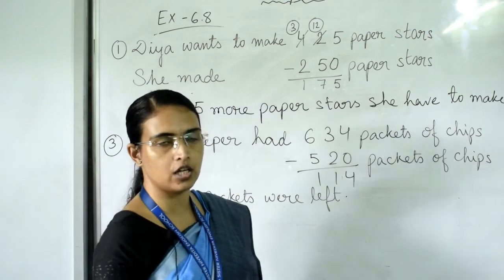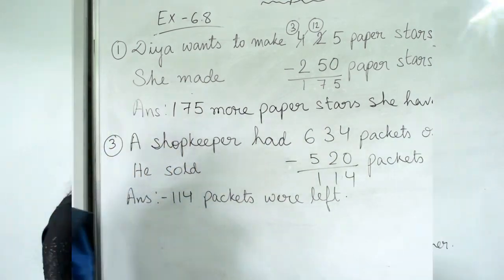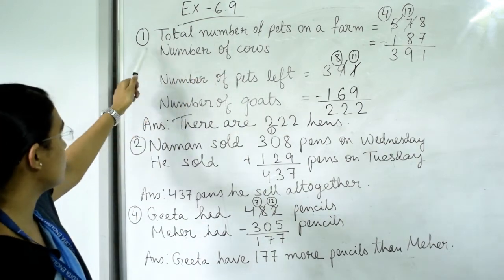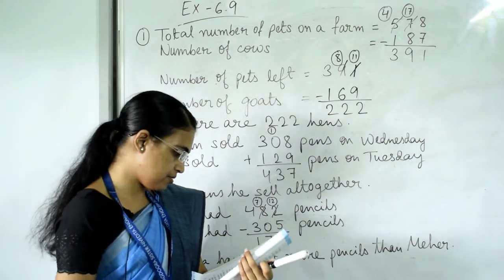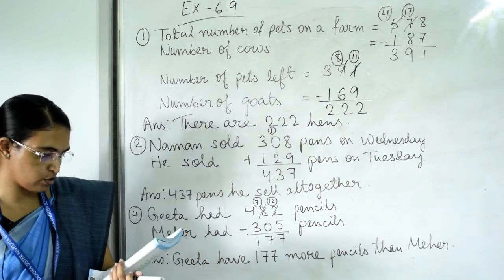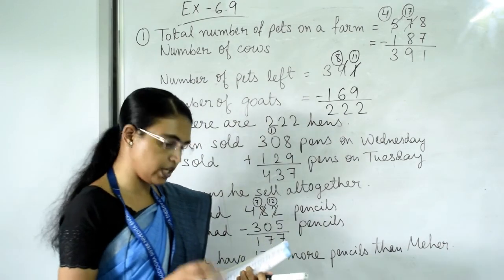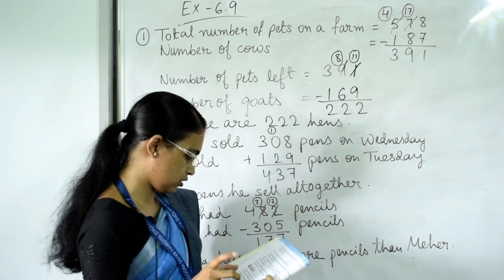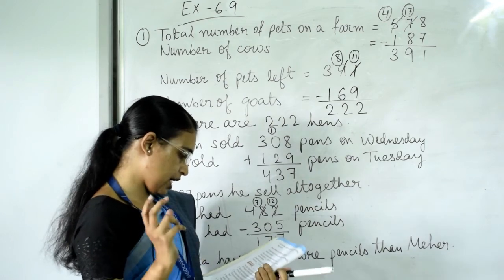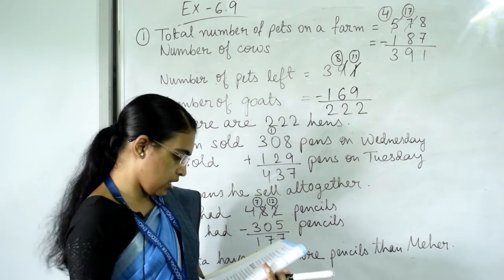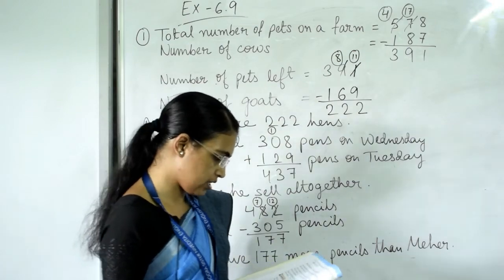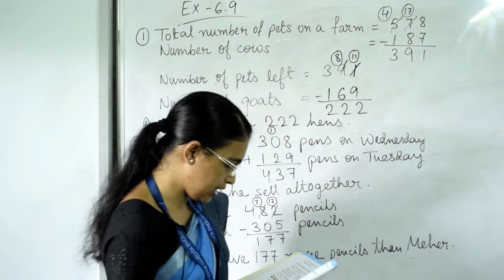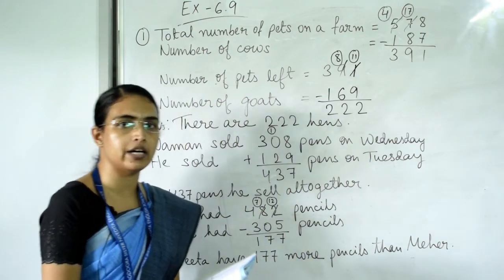Now we will do exercise 6.9. Question number 1. There are 578 pets on a farm, out of which 187 are cows. So in a farm the total number of pets is 578. From that, 187 are cows and 169 are goats, and the rest of the pets are hens. So how many hens are there? We have to find out how many hens are there.